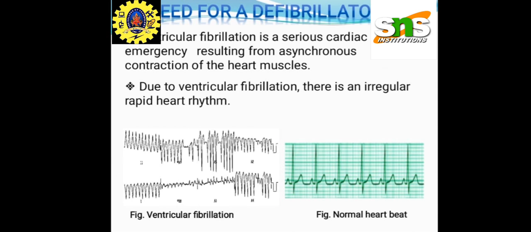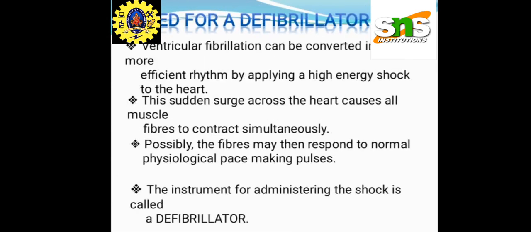Need for a defibrillator. Ventricular fibrillation is a serious cardiac emergency resulting from asynchronous contraction of heart muscles. Due to ventricular fibrillation, there is an irregular rapid heart rhythm. Ventricular fibrillation can be converted into a more efficient rhythm by applying a high energy shock to the heart. The sudden surge across the heart causes all muscle fibers to contract simultaneously. Possibly the fibers may then respond to normal physiological pacemaking pulses. The instrument for administering the shock is called a defibrillator.